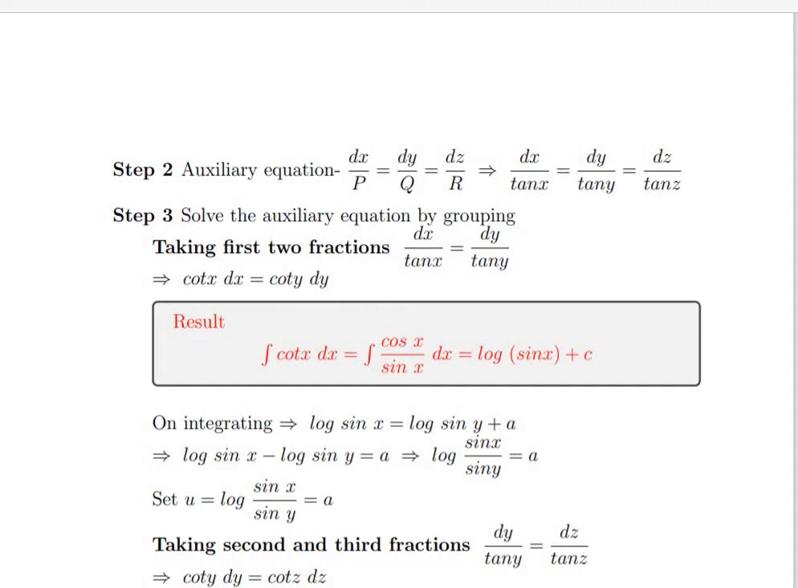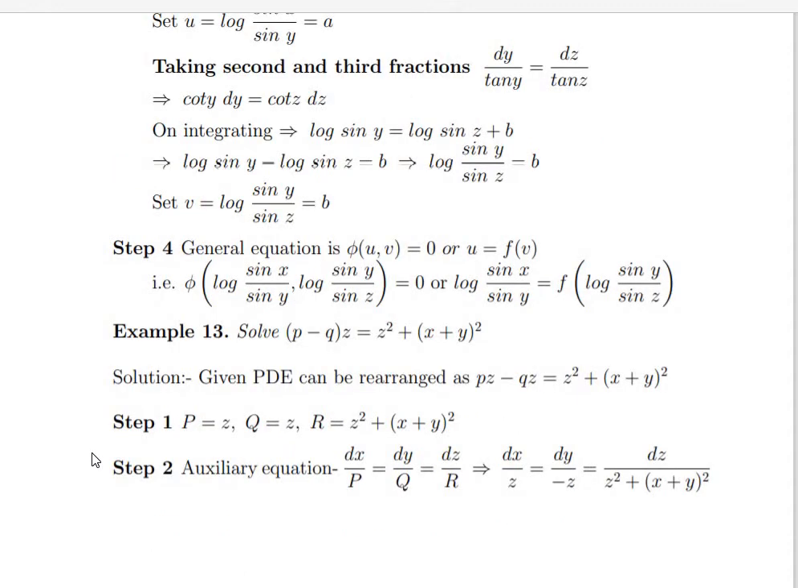Here also we will apply the same procedure to get the solution, and rewriting tan in terms of cot, we can write it as cot y dy equal to cot z dz. Now on integrating, we will get log sin y equal to log sin z plus b, which can be rewritten as log sin y minus log sin z equal to b. From that we will get log sin y by sin z is equal to b.